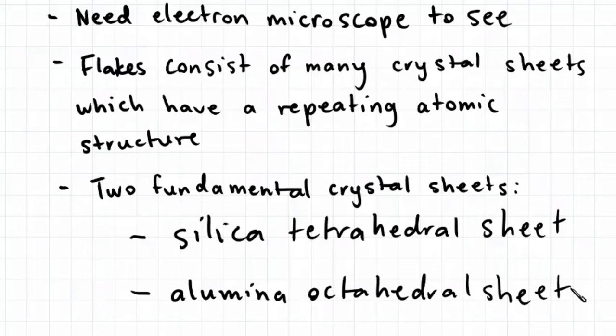As the names may suggest, a tetrahedral sheet is made up of units which have 4 faces, and an octahedral sheet is made up of units which have 8 faces. We'll talk more about this in the next video.